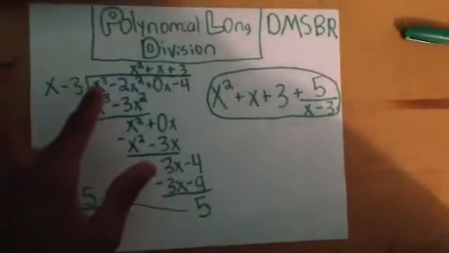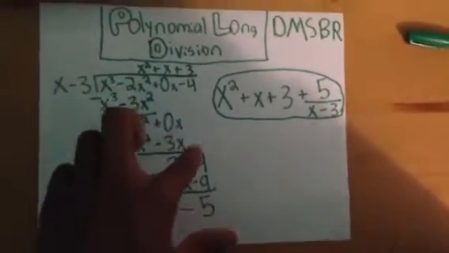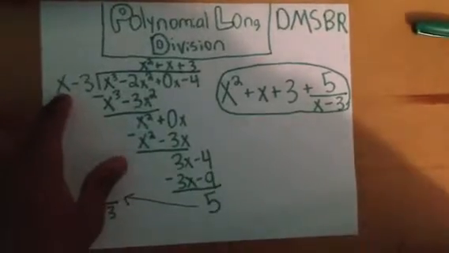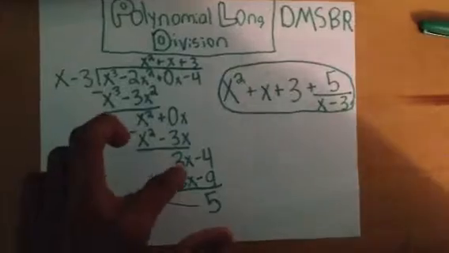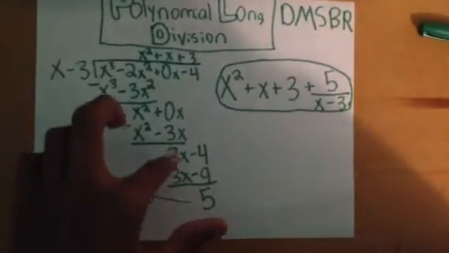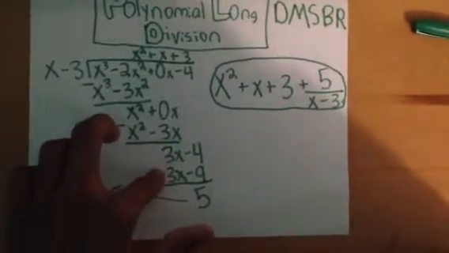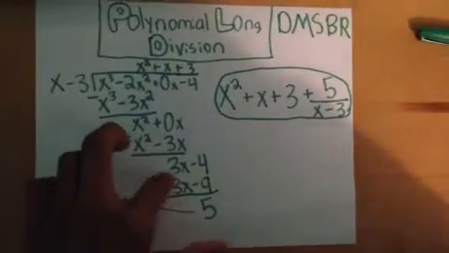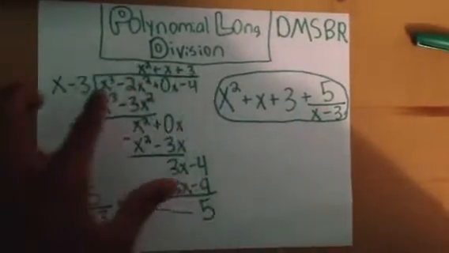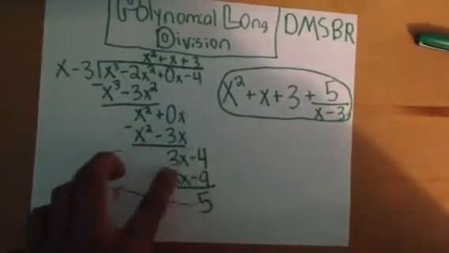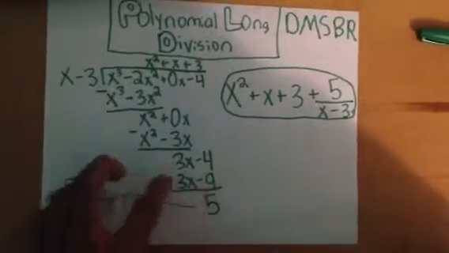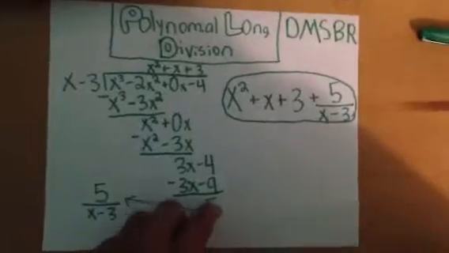3x divided by x gives us 3. 3 times x is 3x. These two terms are the exact same, which means we're still on the correct path. 3 times -3 is -9. 3x minus 4 minus 3x minus 9 gives us 5.